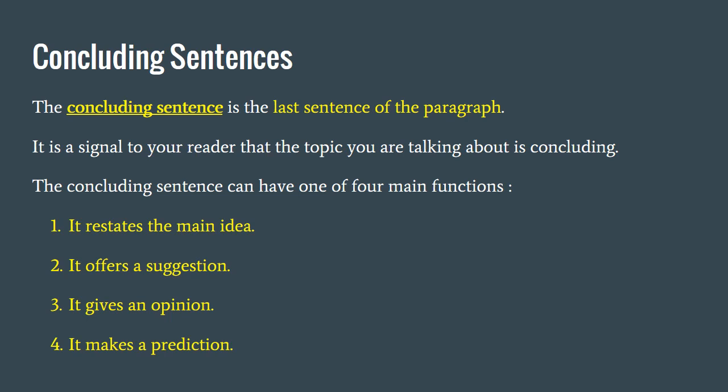Okay, finally we're getting to our concluding sentences here. This is exciting. The concluding sentence is the last sentence of the paragraph. What you're going to do in the concluding sentence is signal to your reader that the topic you're talking about is coming to an end. The concluding sentence can have one of four main functions. First, it can restate the main idea, which is pretty simple. Just repeat the topic sentence in a different way. Or it can offer a suggestion, it can give an opinion, and it can make a prediction. So let's take a look at each one in more detail.